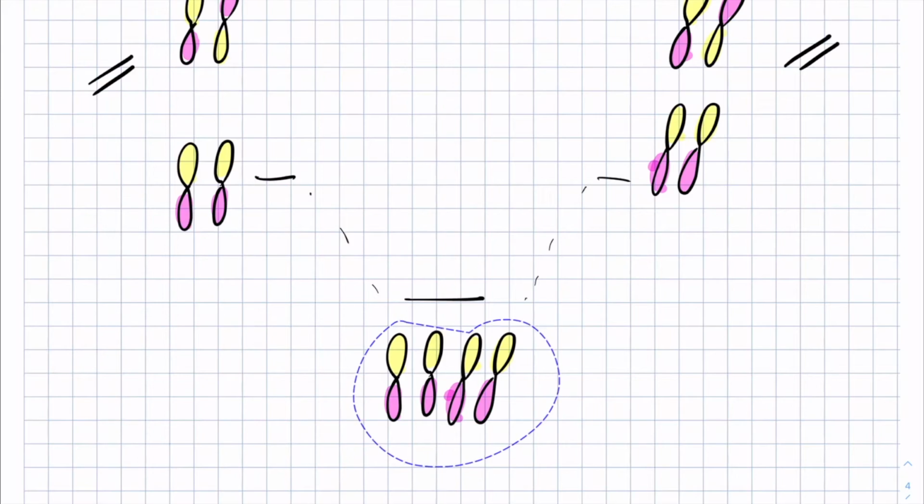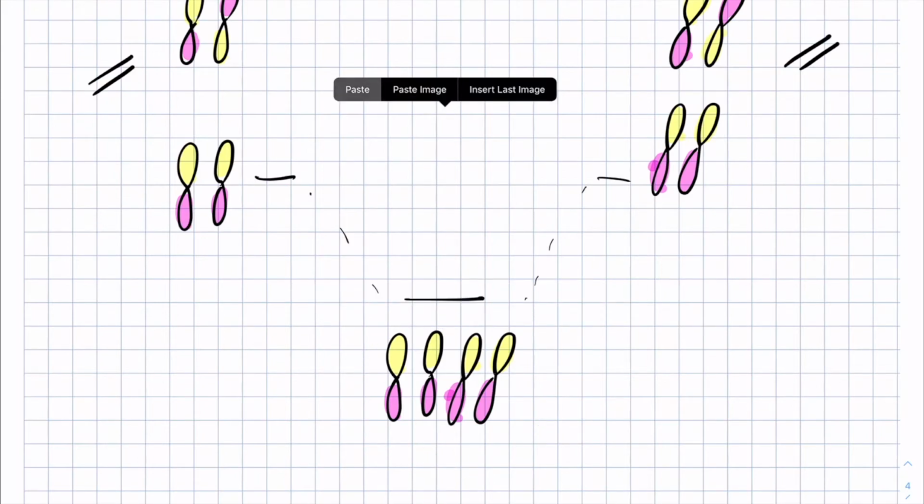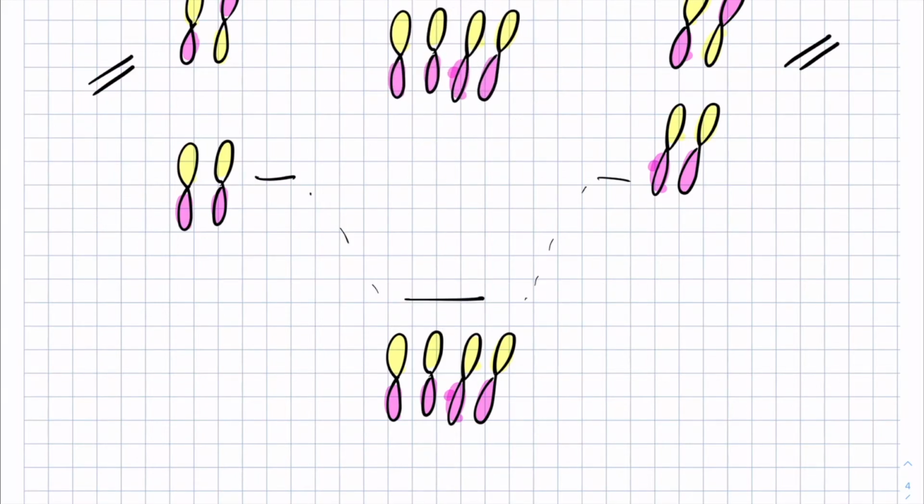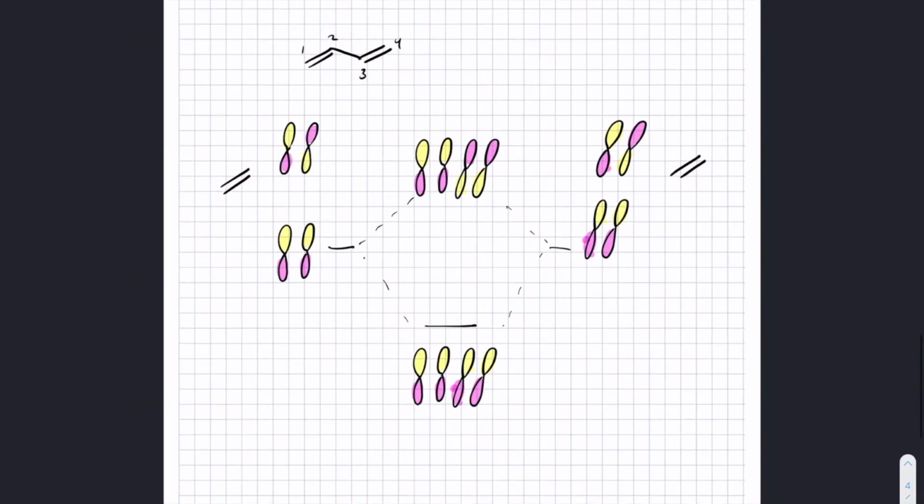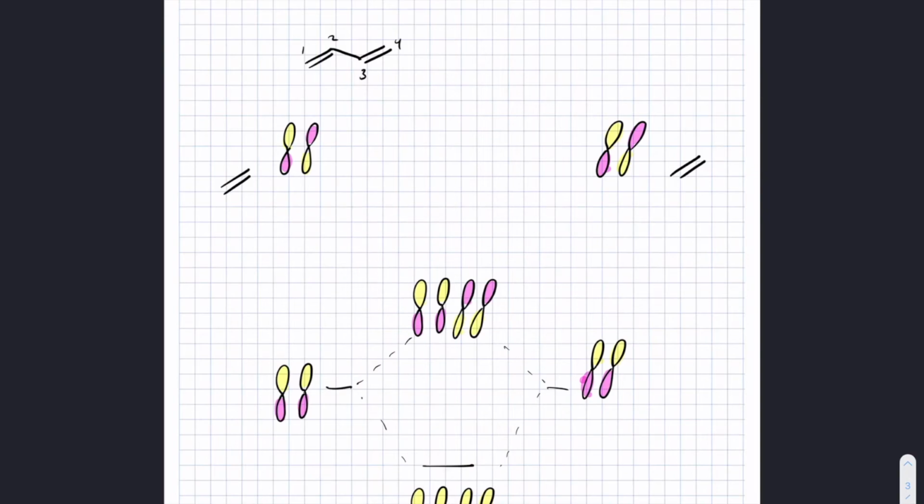Versus the out of phase combination, which you would get by doing this. Okay, pretty straightforward. Easy peasy. And then we can get the second set.